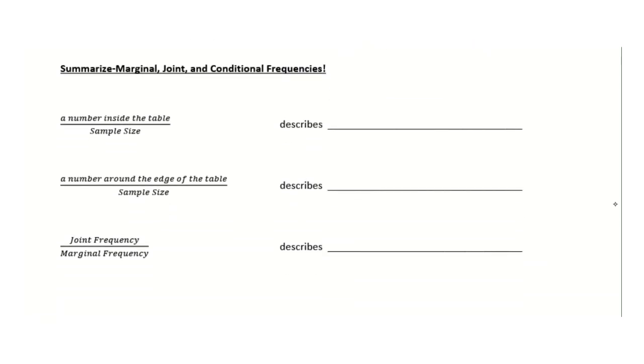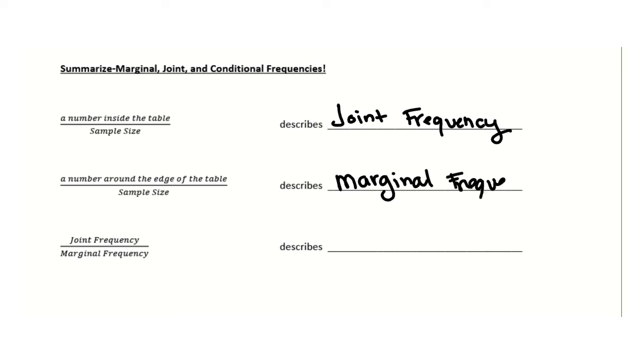So let's summarize. If you find a number inside the table and you divide it by the sample size, that describes something called a joint frequency. A number around the edge of the table divided by the sample size describes a marginal frequency. A joint frequency divided by a marginal frequency describes conditional frequency.